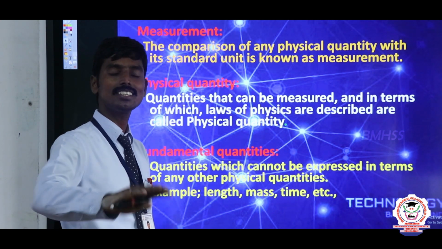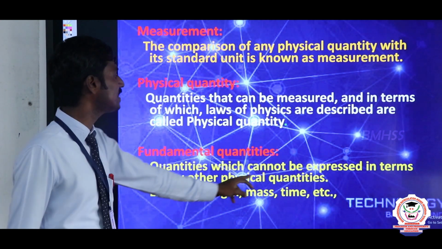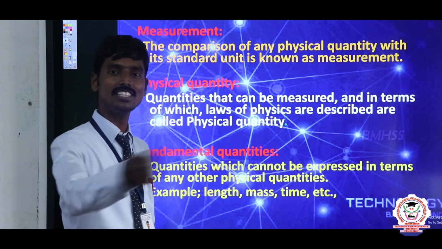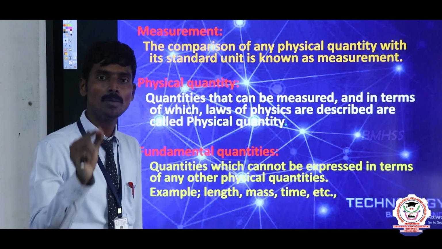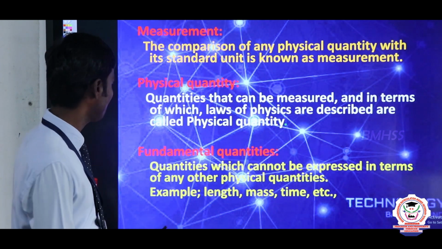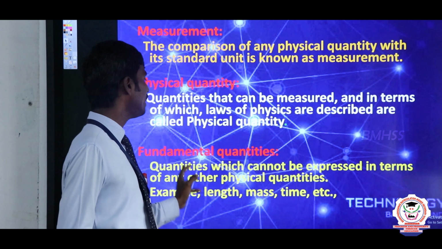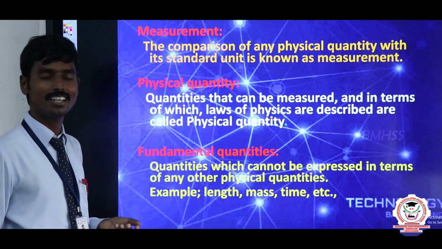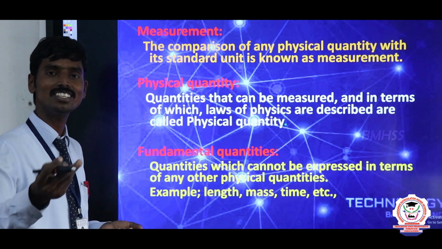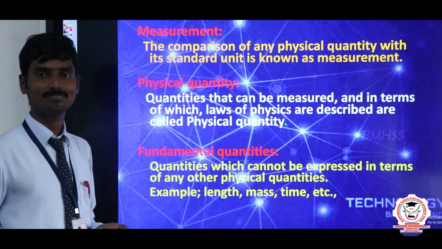Fundamental quantities are quantities which cannot be expressed in terms of any other physical quantities. This is called fundamental quantities. Very important 2 mark question, dear students, listen. Fundamental quantity is a quantity which cannot be expressed in terms of any other physical quantities. Examples are length, mass, time, temperature, etc.